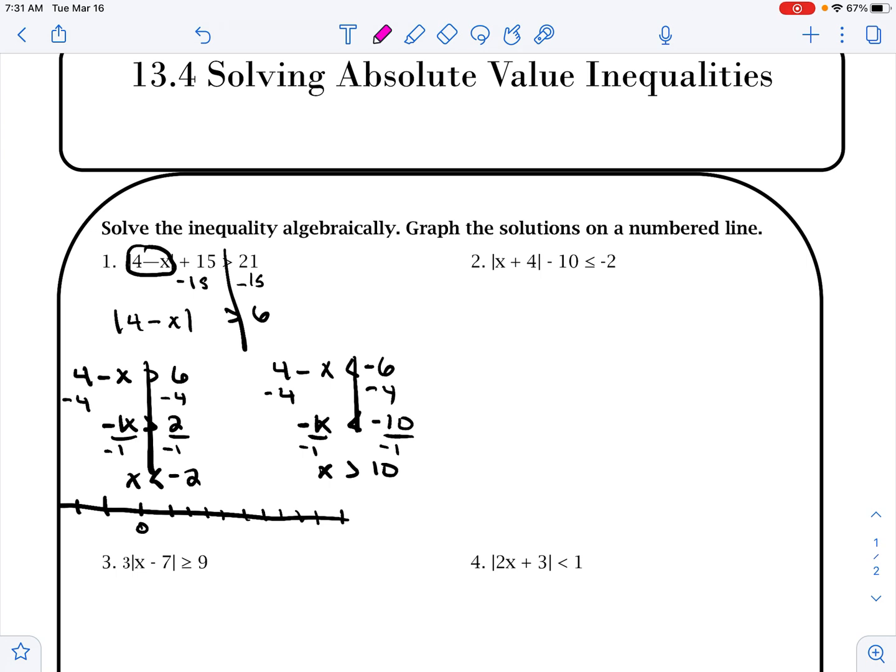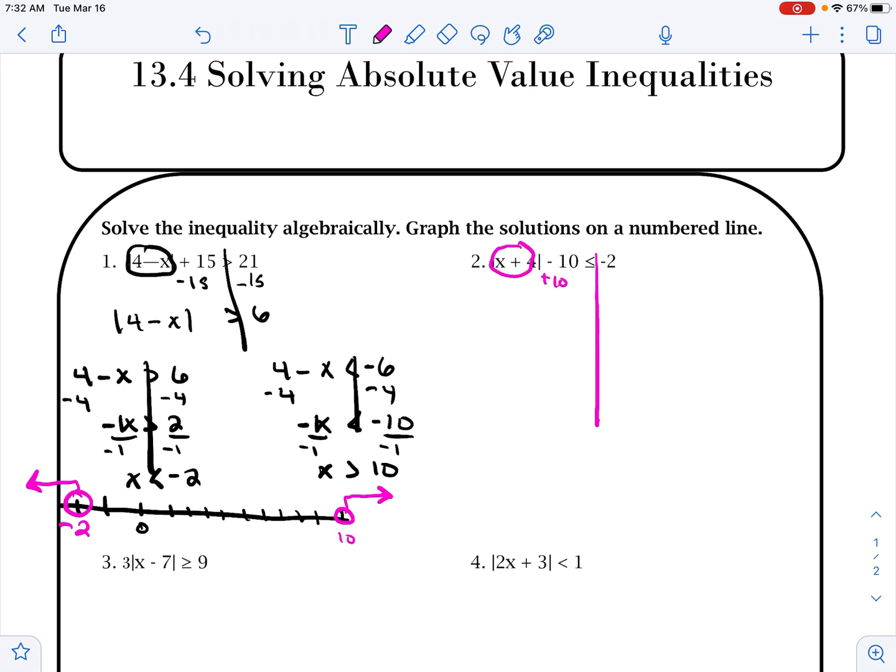Okay, so now when we go to graph this, we're at negative 2. Since it's not equal to, it's going to be an open dot. So that's negative 2, and it says x is less than. Less than is to the left. And then you go to positive 10. Again, open dot because it's not equal to. It says x is greater than that, so you go this way. Then go to number 2, draw the line.